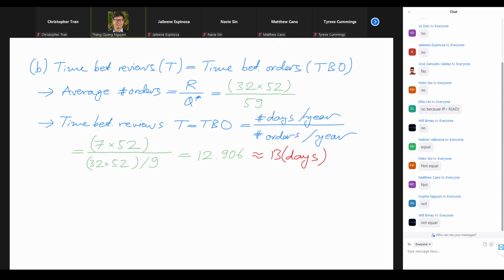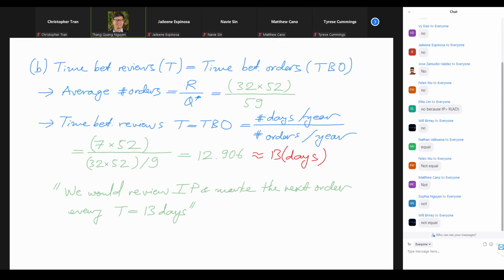So that number means the following. We would review the remaining stock and make the next order every 13 days, right? That's the essential feature of this model.